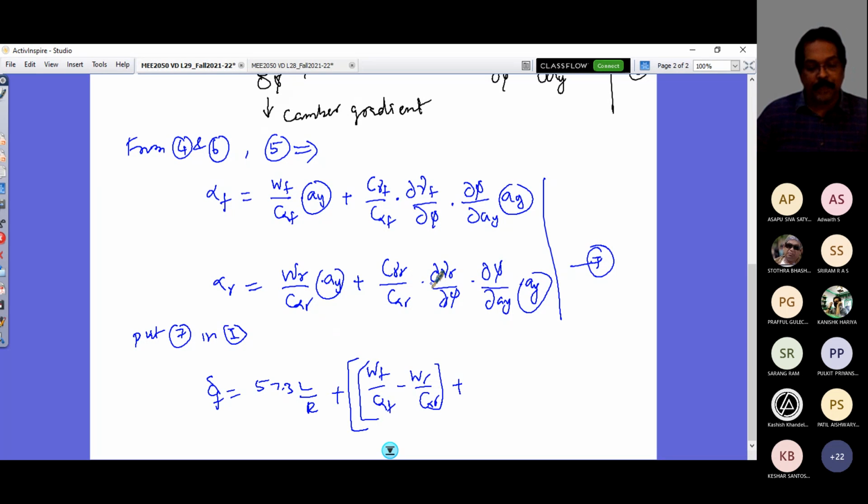And then now I have this term. So that would be now C gamma f by C alpha f into dou gamma f by dou phi, minus C gamma r by C alpha r into dou gamma r by dou phi. So for these two, I have this common roll rate, dou phi by dou ay.